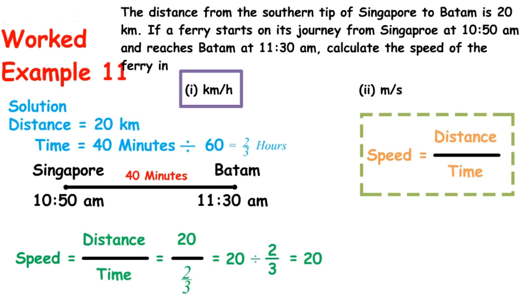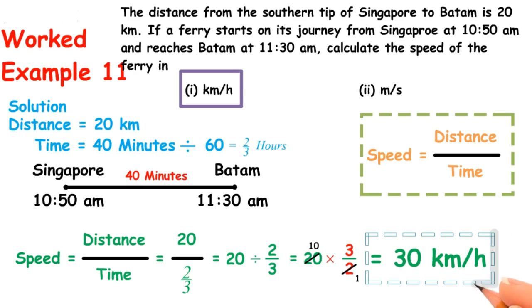by changing the division sign into multiplication, the next term will be the reciprocal. 2 into 1, 2. 2 into 10, 20. 10 times 3 equals 30. The speed of the ferry is 30 km per hour.